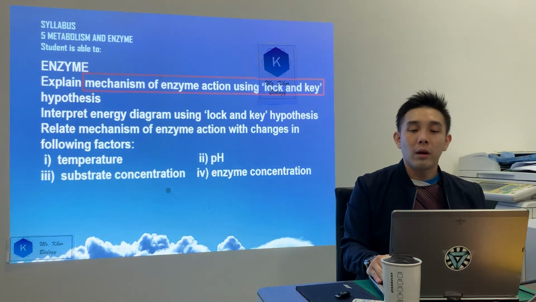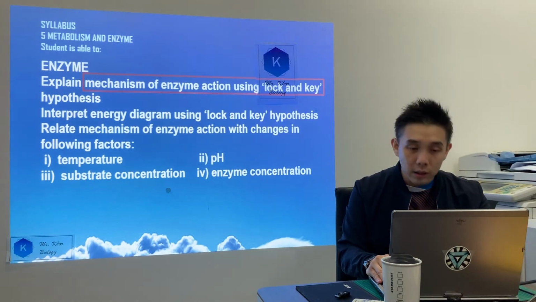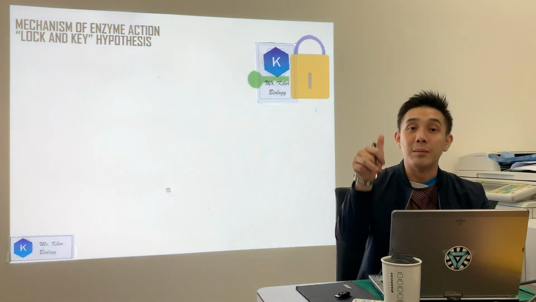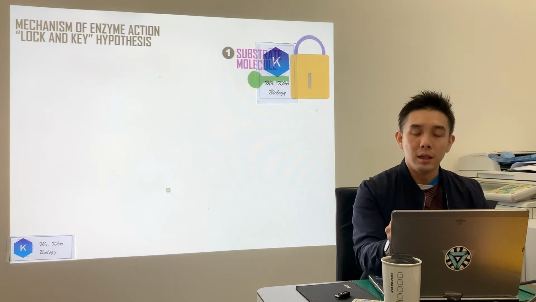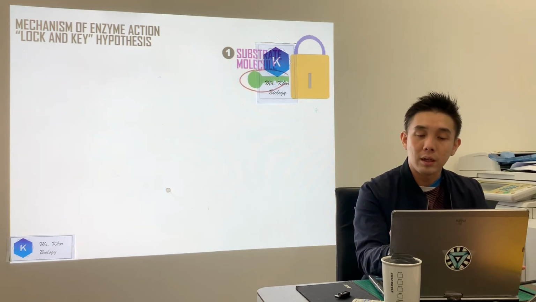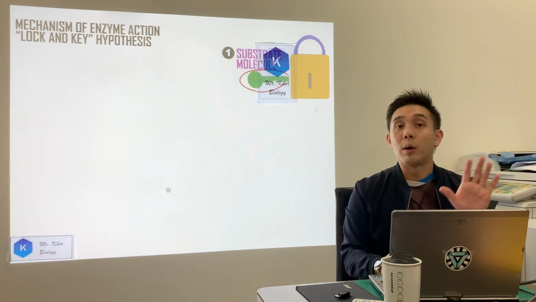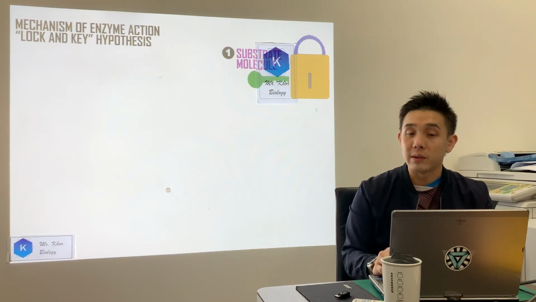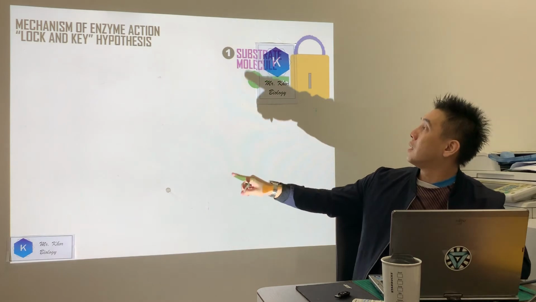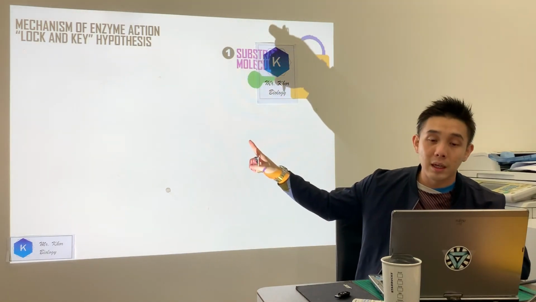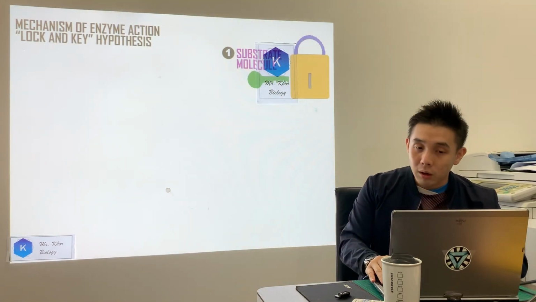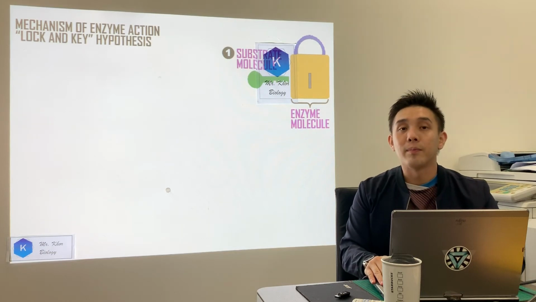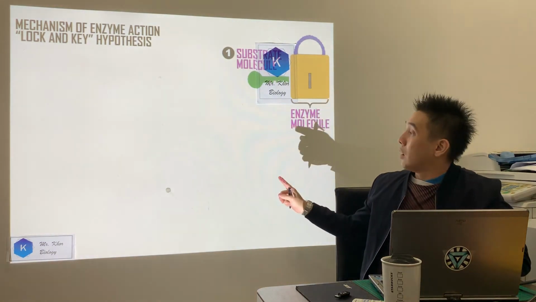So now, for log and key hypothesis, again there are 4 points. Okay, point number 1. The substrate is represented by the key. Or you can say key represents the substrate, while the log represents the enzyme.